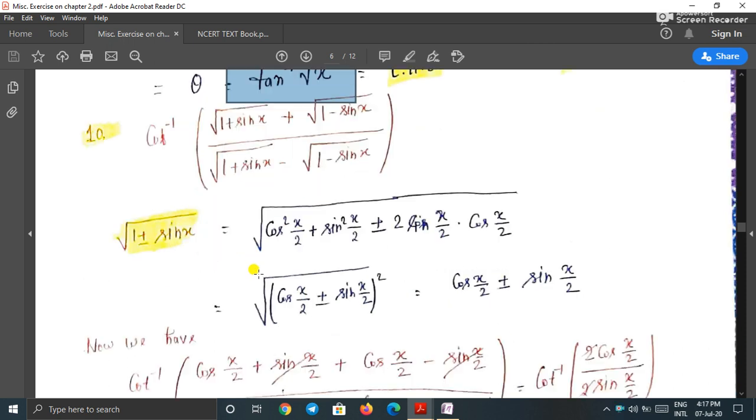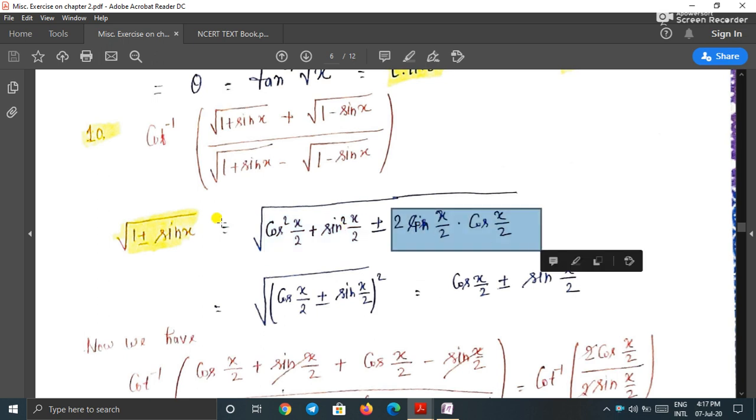See, 1 plus sin x, I have taken both signs together, plus b and minus b. 1 can be written as cos square x by 2 plus sin square x by 2. cos square theta plus sin square theta is equal to 1. I have taken plus and minus both together. Use the formula of sin 2 theta, 2 sin theta cos theta. Here the value of theta is x by 2.